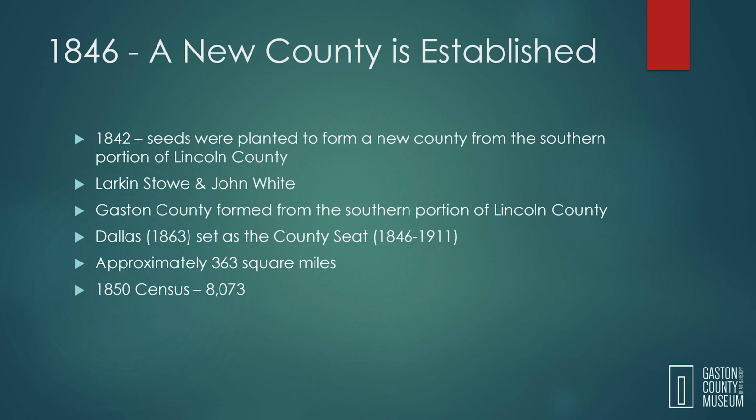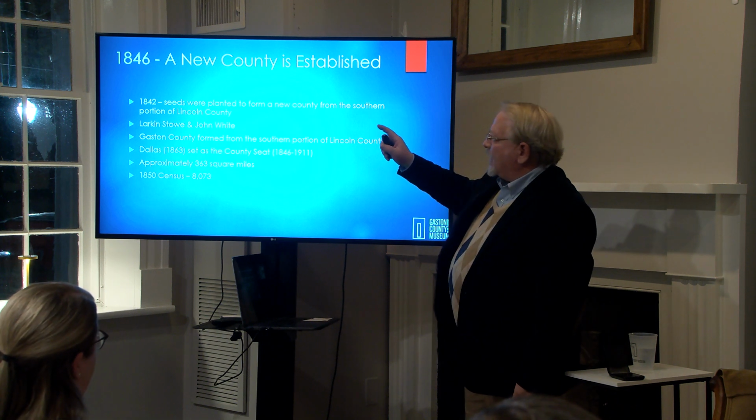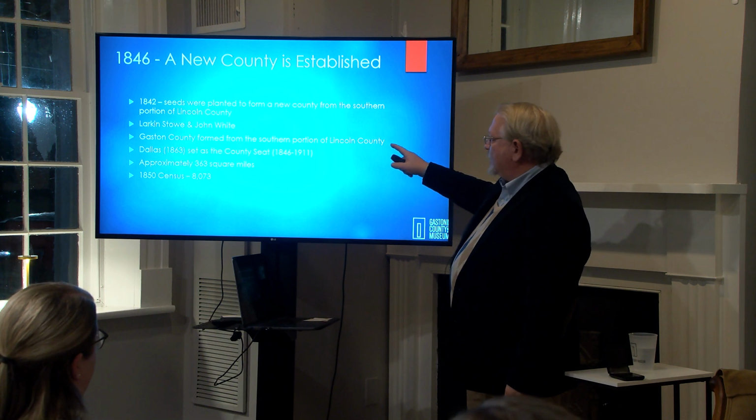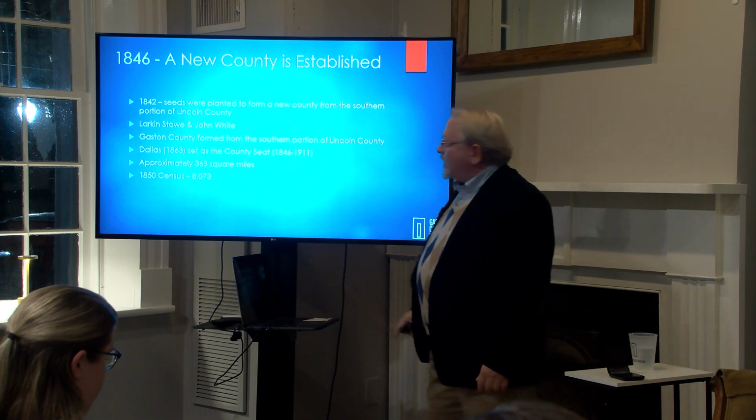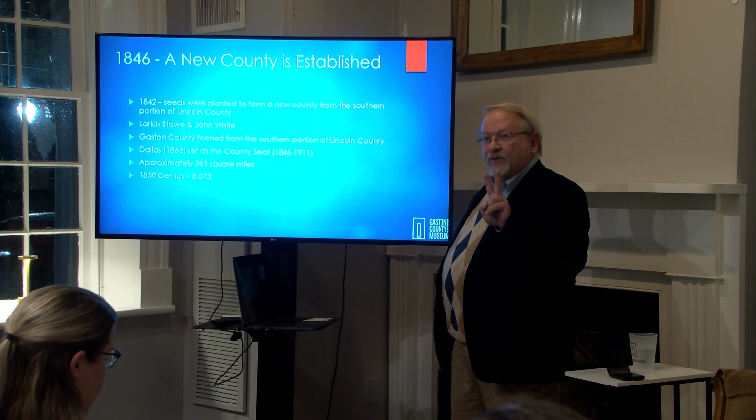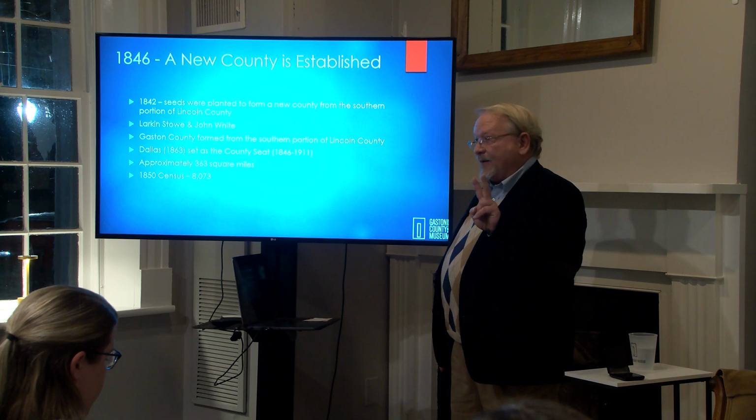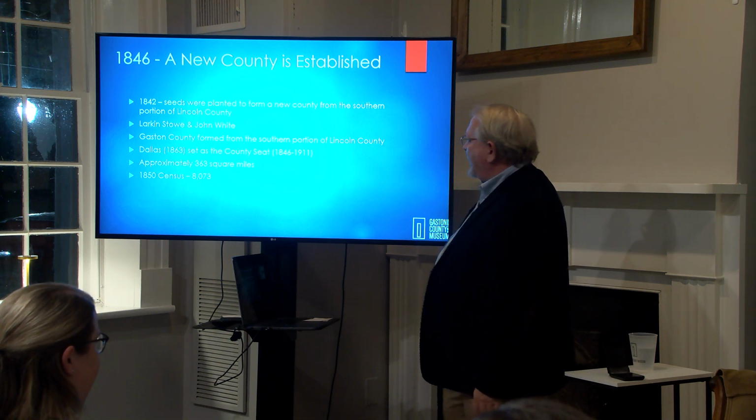1842 was when it was first brought up. Larkin Stowe, who was the nephew of Abraham Stowe, one of those early settlers in the area, and John White, a commoner in the House of Commons, they proposed it. Gaston County formed out of the southern portion of Lincoln. Supposedly, from one article, everybody approved it except for two people, the delegates from Lincoln County. They didn't want Gaston County to separate.